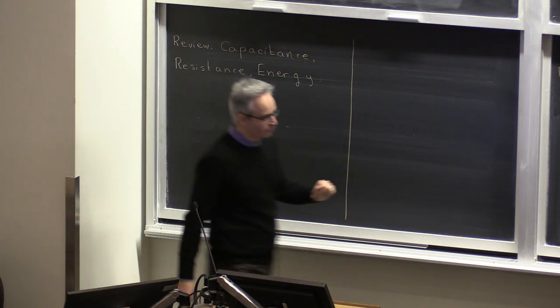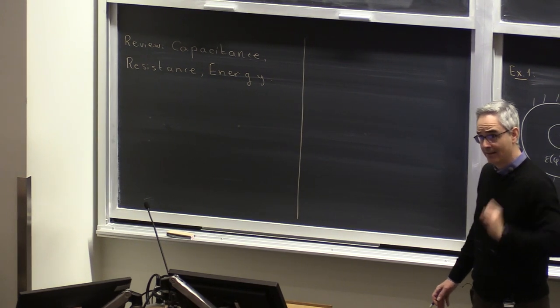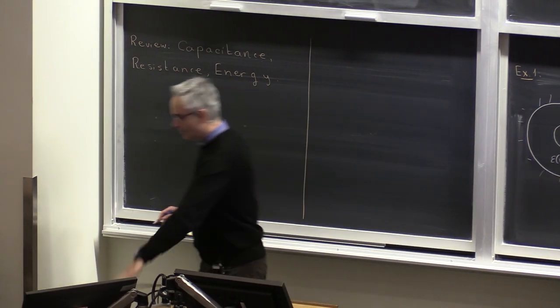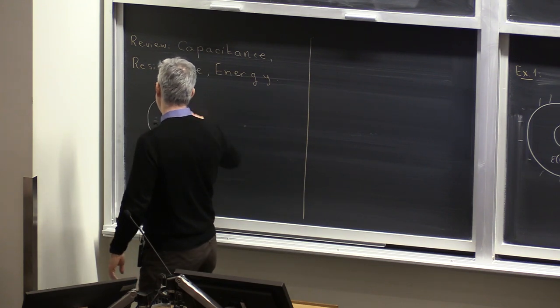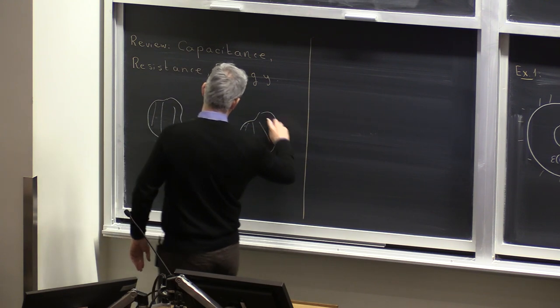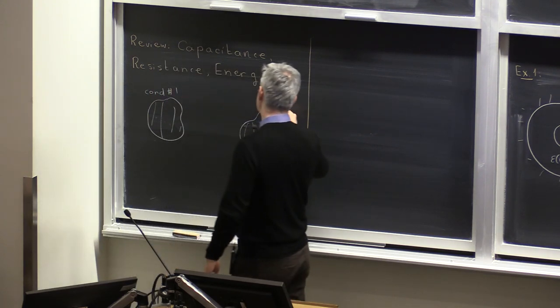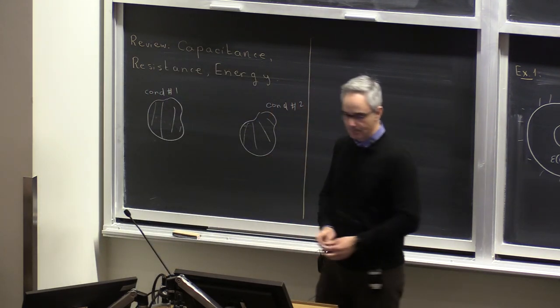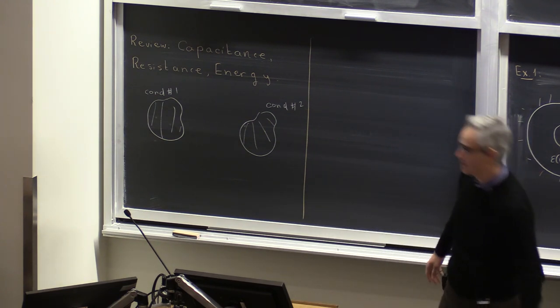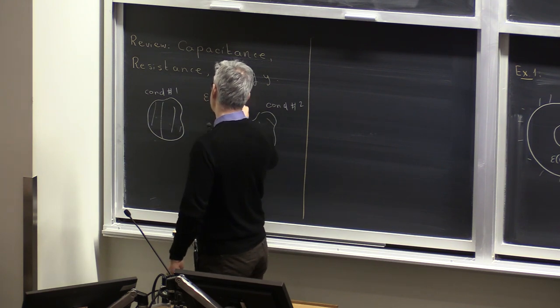So I would like to start from the end, which is capacitance, resistance, energy that we have seen in the previous week. Remember that in general, a capacitor would be a combination of two conductors. So we have a first conductor here, second conductor. These are separated by a dielectric, and the dielectric has a specific goal to isolate the conductors. Epsilon being the dielectric permittivity of the dielectric.